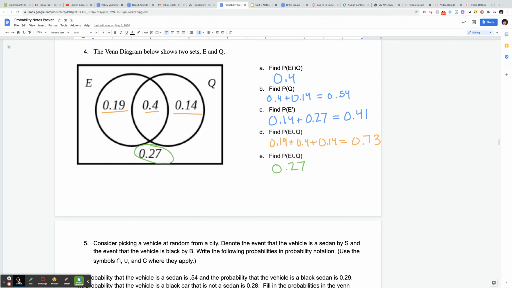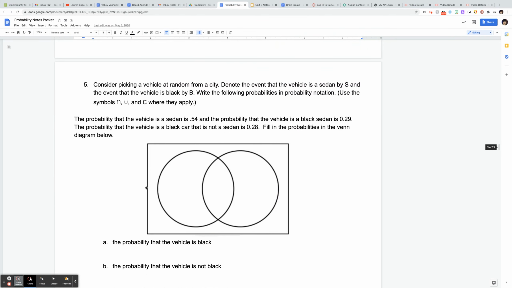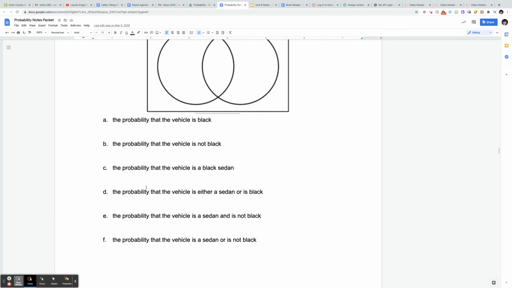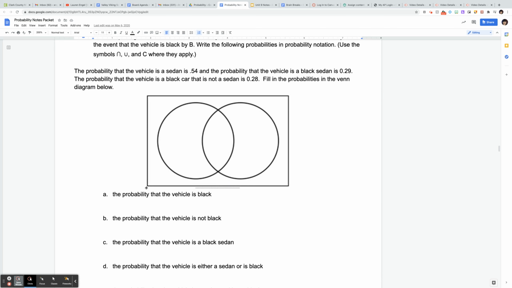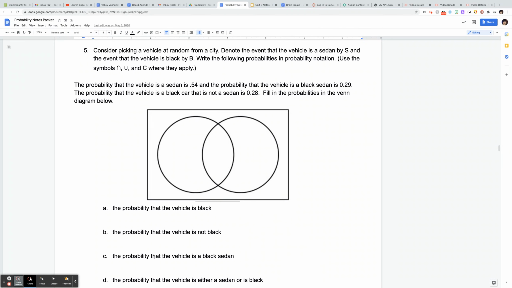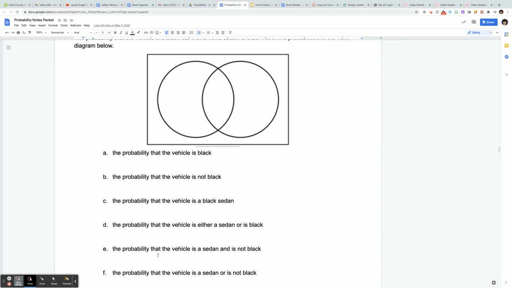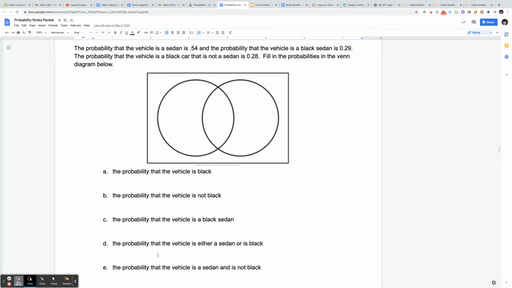I'm hoping at this point that you have enough experience with the Venn diagrams that you can try this last one here on your own. I'm going to help you out a little bit. Let me switch back to my pen here. My two categories here are sedan, so I'm going to call that S, and black is the other category. So you have a sedan, a black car, and then obviously there's an intersection between the two.